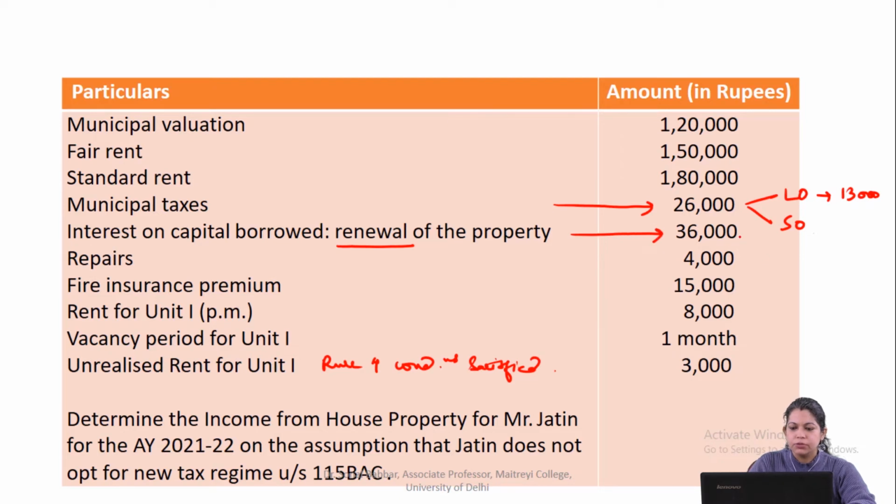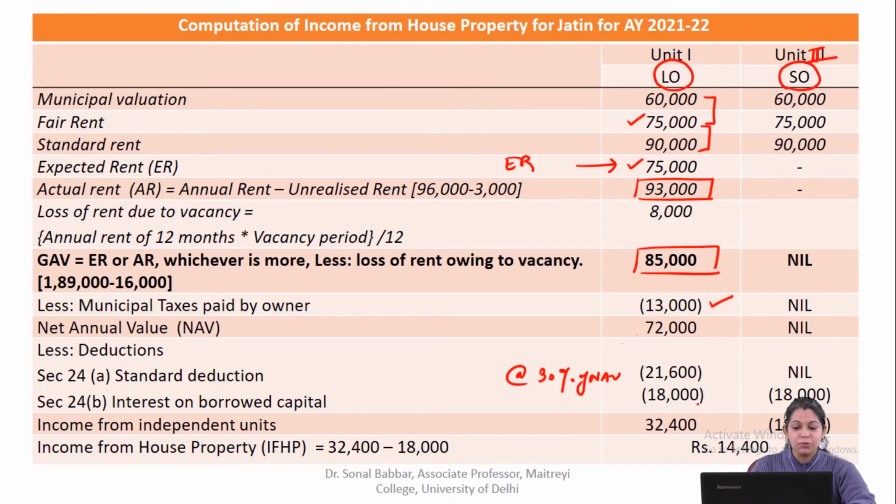again we divide this into 2, and we get the let out portion and the self-occupied portion. So 18,000 here and 18,000 for self-occupied. In case of a let out property, there is no maximum ceiling. Therefore, the full 18,000 will be deductible. So we get income from unit 1, 32,400. From unit 2, the self-occupied unit, we need not consider the MV, FR, SR to get the expected rent.